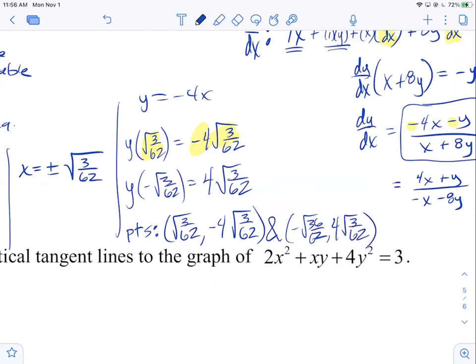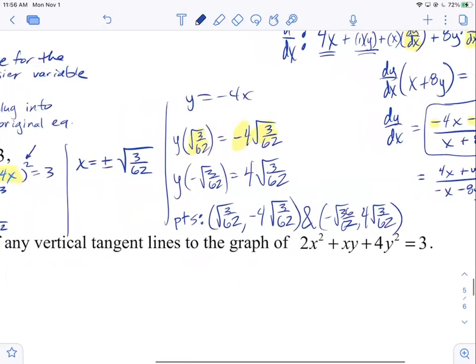So typically, you're not going to have to find the other variable. If you read carefully, it says to find the x value. So we would stop right here with all the work shown. And you could list them as plus or minus.